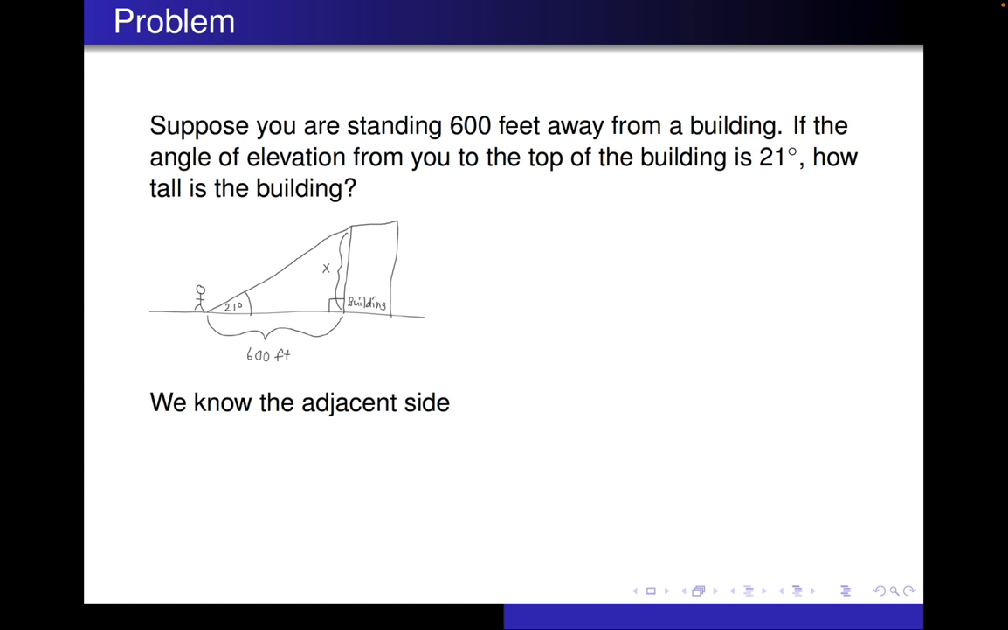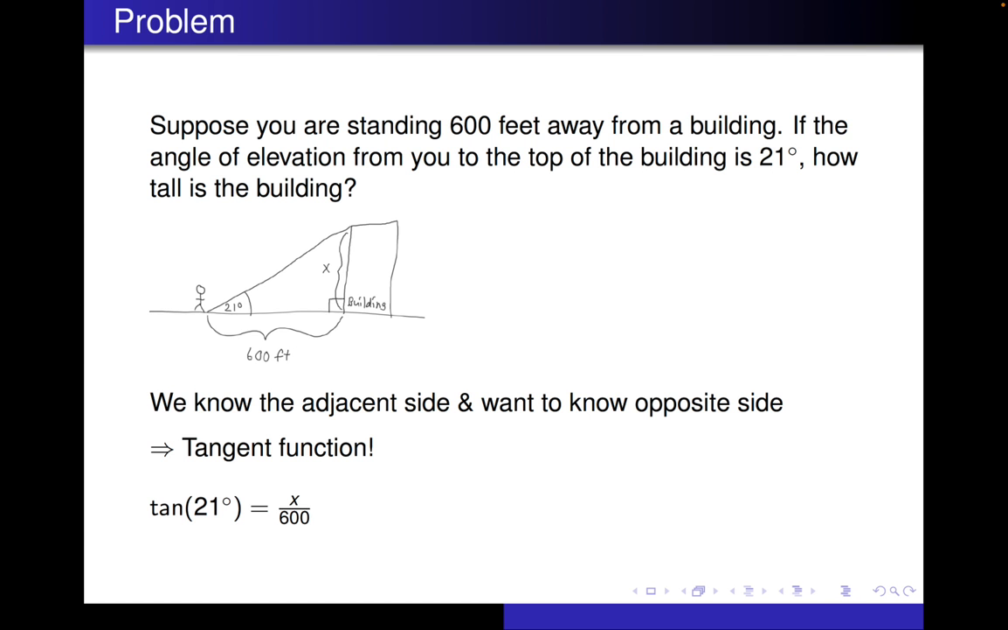But the good news is we know the adjacent side, and we want to know the opposite side. Since the adjacent and opposite are what are involved, the tangent function is perfect. Or actually, it could be the cotangent function. Either one will do, but we're going to use the tangent function. So what does the tangent function say? On the one hand, the tangent of the angle 21 degrees is whatever that number is, but it's also equal to the opposite over adjacent, which is x over 600.